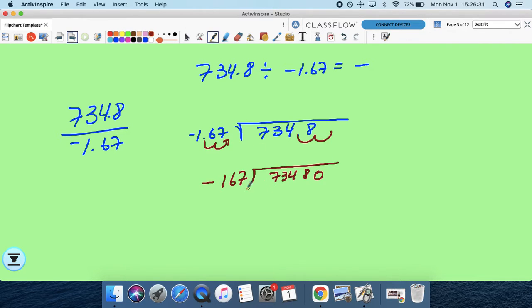167 going into 7? No. Into 73? No. Into 734? Yes. Let's try times 5. 167 times 5 is 835. Too much. Let's try 167 times 4. 668. All right, so that's okay. So we're going to use 4. I'm going to put a 4 right here.